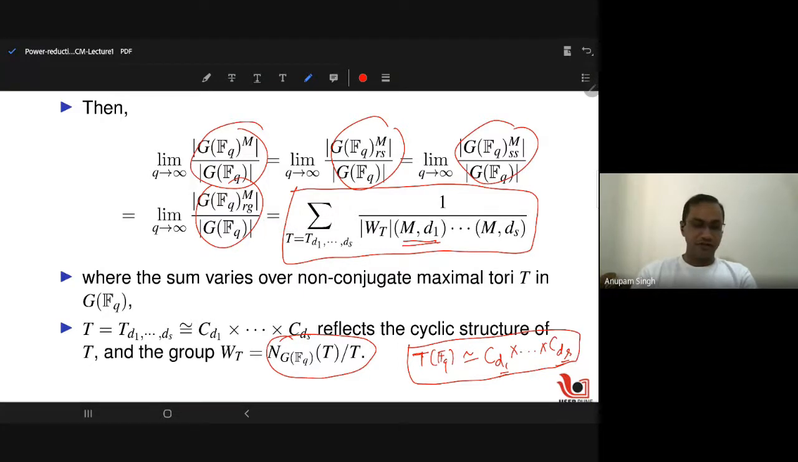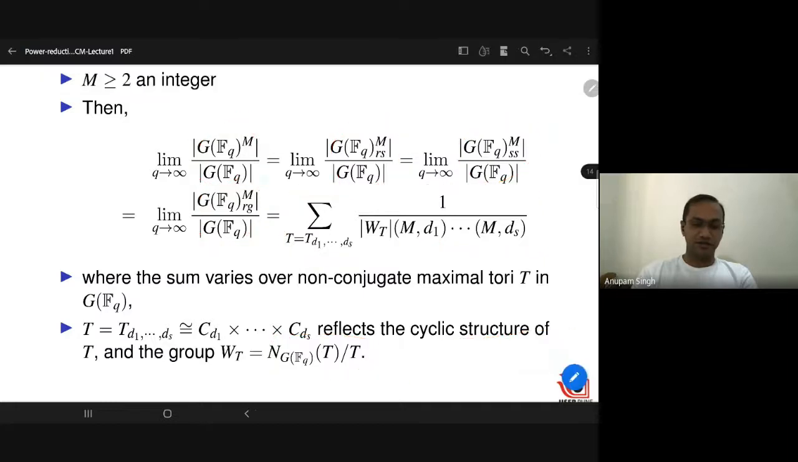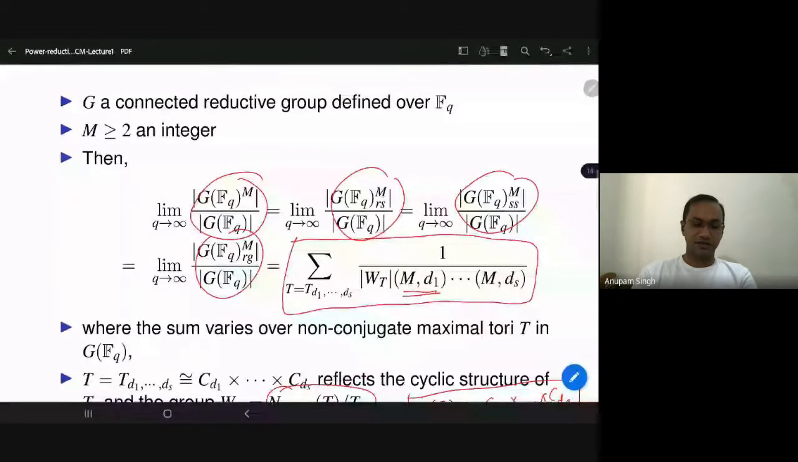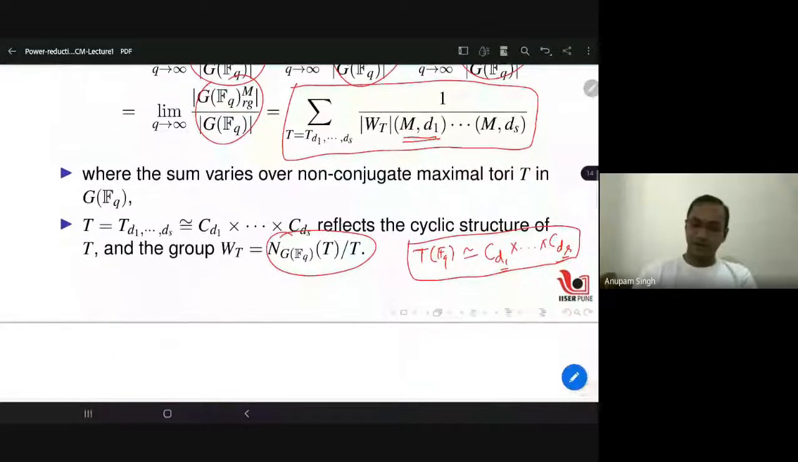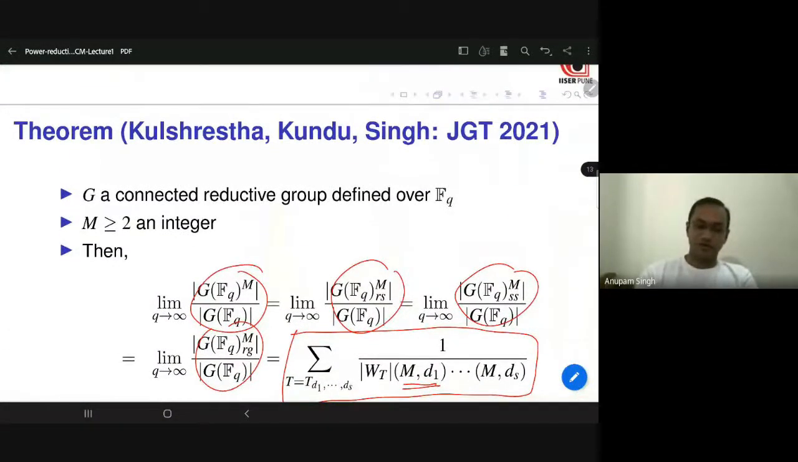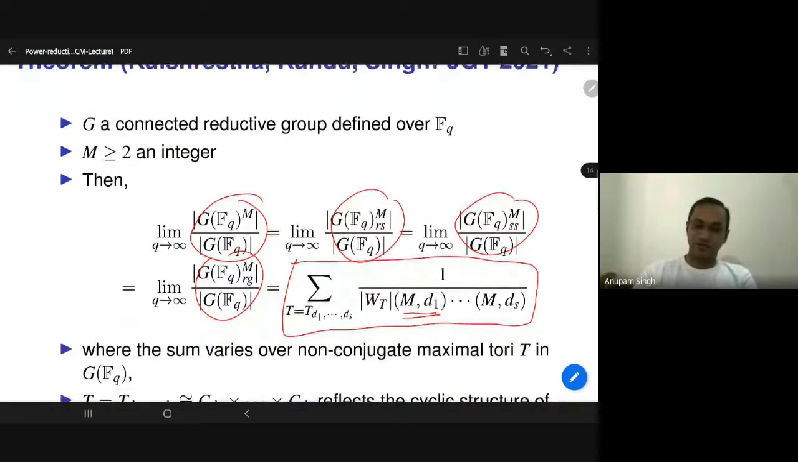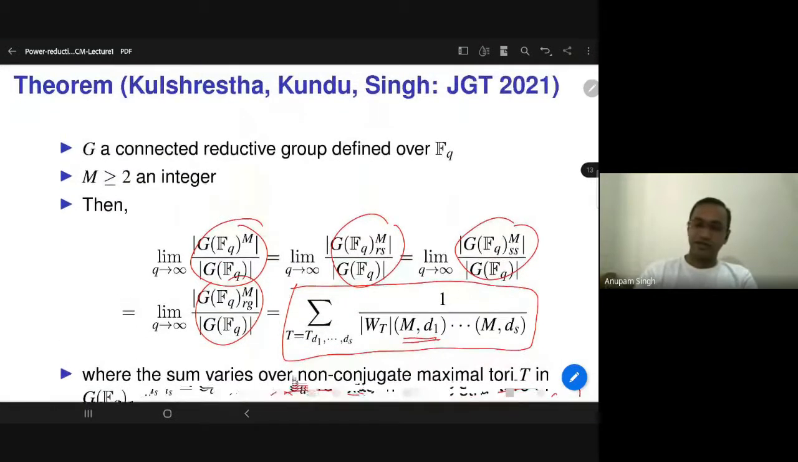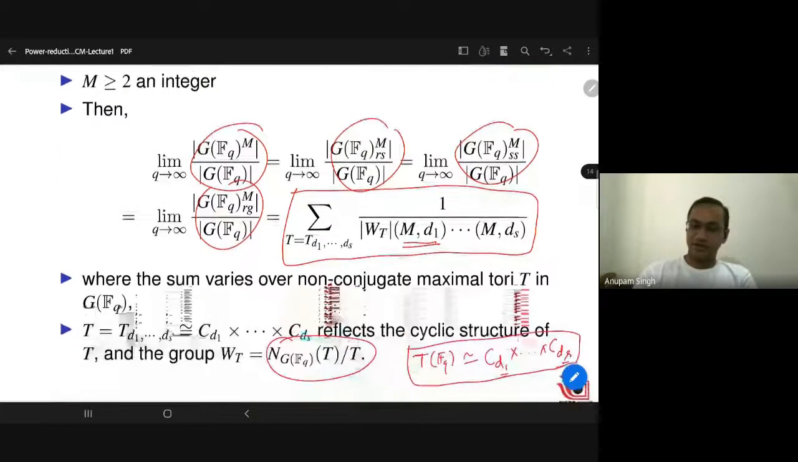Okay, so I explained everything here in this theorem. So this is the theorem, and this work is, of course, a collaboration with Amit Kulshrestha and Jubrata Kundu, and it has just appeared online in the Journal of Group Theory, so you can check it online.